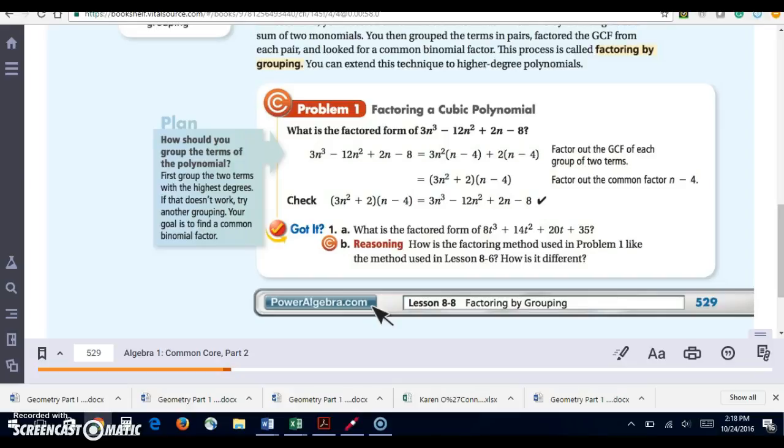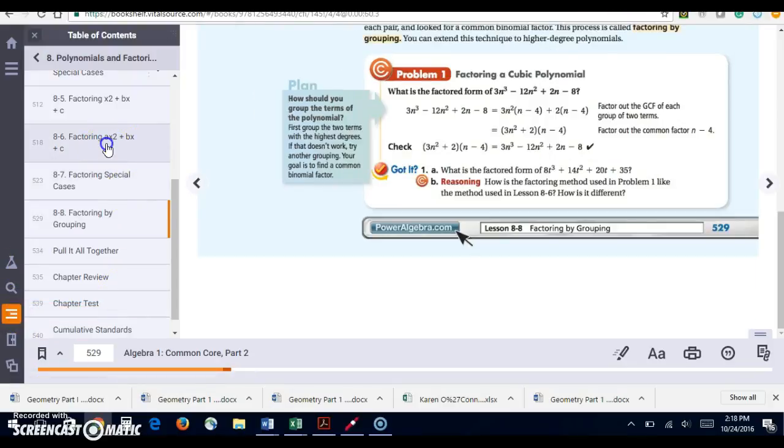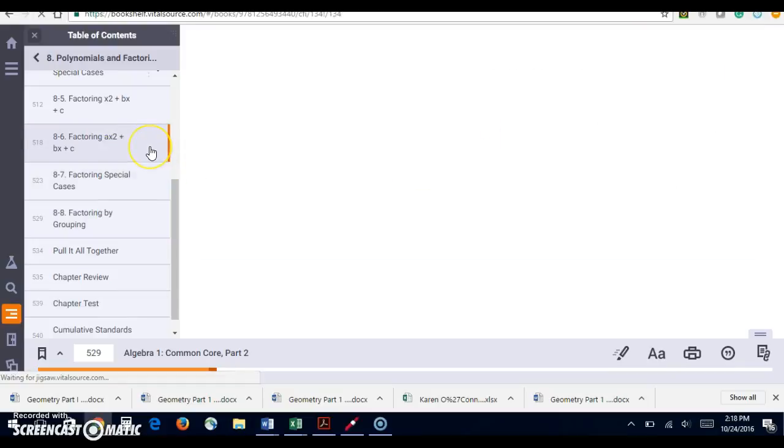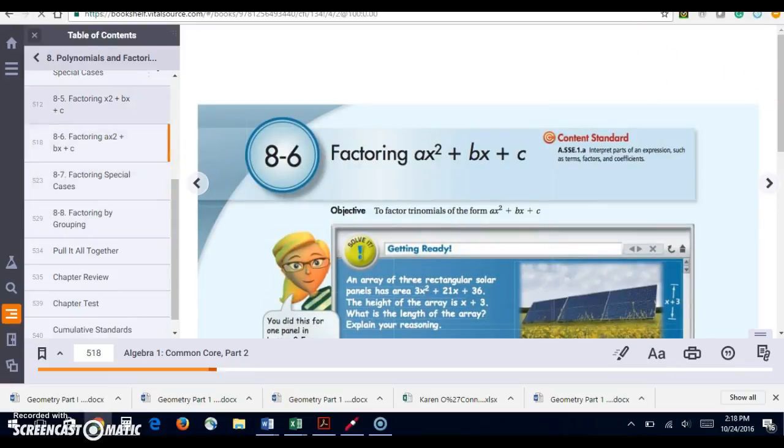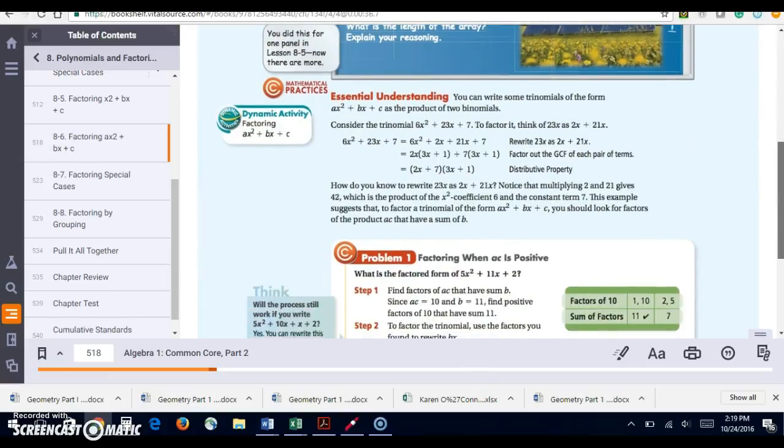And, oh, I think there was a part B. All right, how is the factoring method used in problem 1 different from the method that is used in lesson 8-6? I don't remember. What is 8-6 talking about? Let's see, factoring. Okay, so yes, that is the exact same thing. Yep, it's the exact same thing.